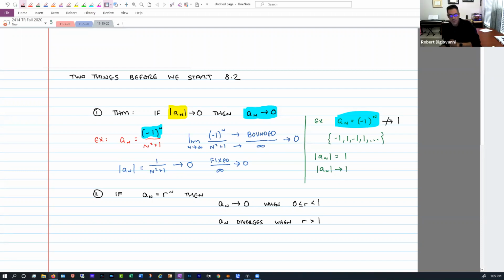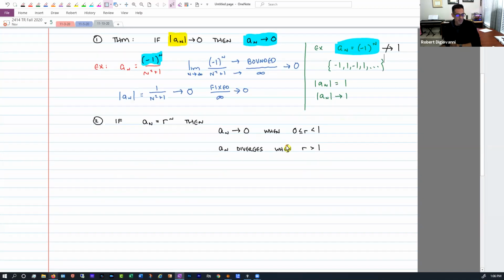And the reason it doesn't is because the theorem says that if the absolute value of the sequence goes to 0, then the original sequence must also go to 0. But here, the absolute value of this sequence went to 1, and so the theorem does not apply. So you just have to be careful. I'm not telling you that in order to find out if a sequence converges, you can just look at its absolute value. The only way to apply the theorem is if the absolute value went to 0, okay? So just be a little careful there.